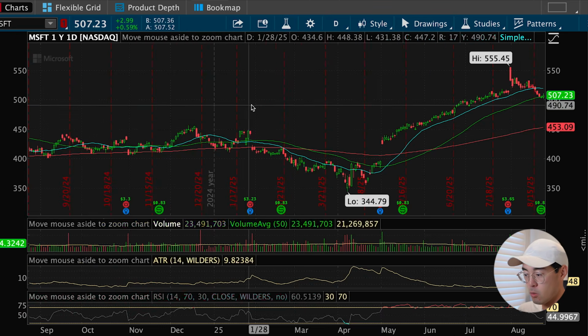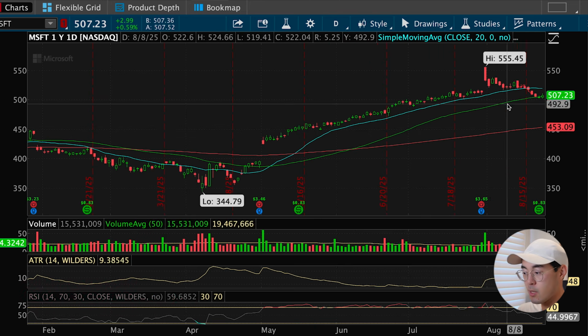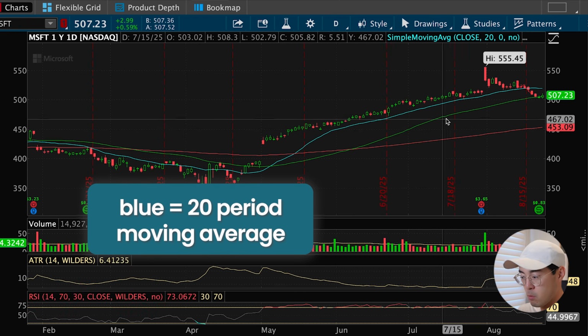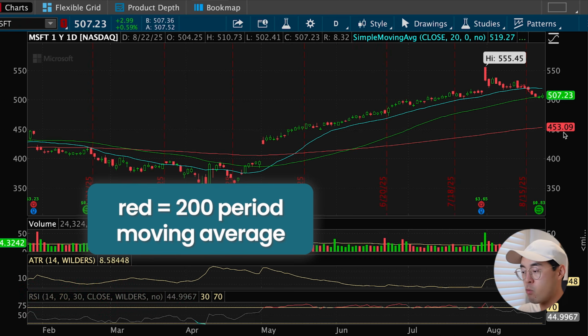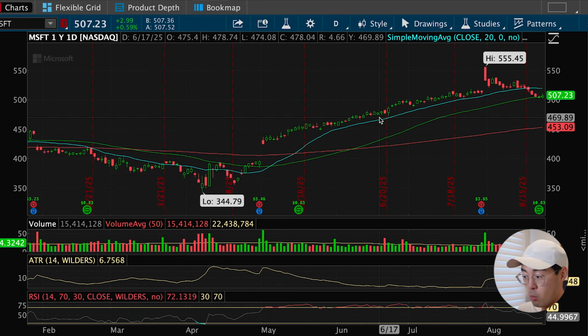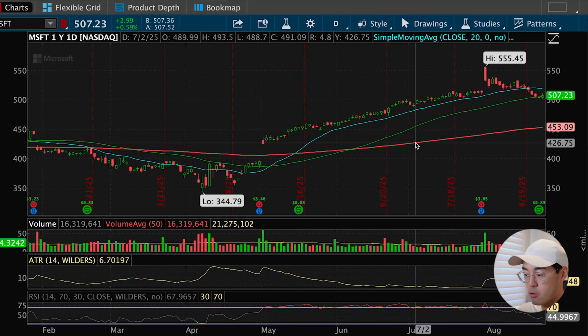Cool. So let's just look at this. You have 3 lines on here. These are your moving averages. The blue one's your 20 period moving average. The green one is your 50 period moving average. And the red one is your 200 exponential moving average. I'm currently on the day, so this is a 20-day, 50-day, and 200-day moving average.